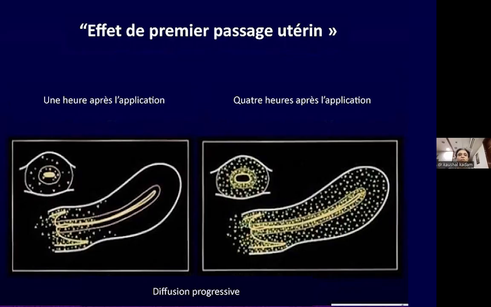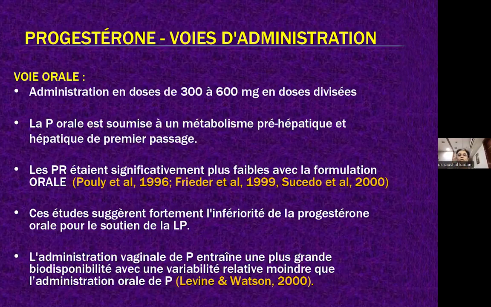So this is about the first uterine pass effect, where we see that 1 hour after the application, this is the diffusion, and 4 hours, as you can see, there is really very much of progressive diffusion. So what are the various routes? Now taking each preparation into detail.